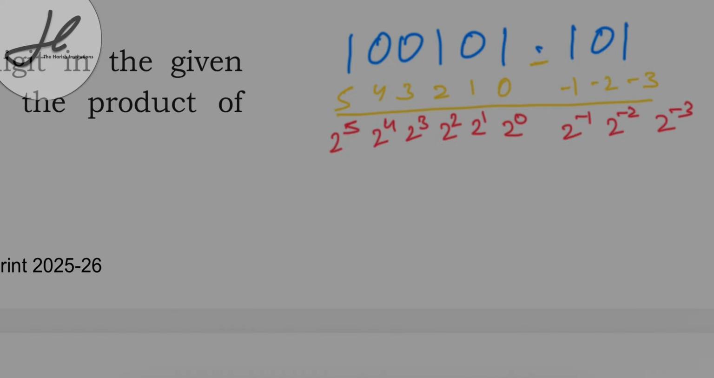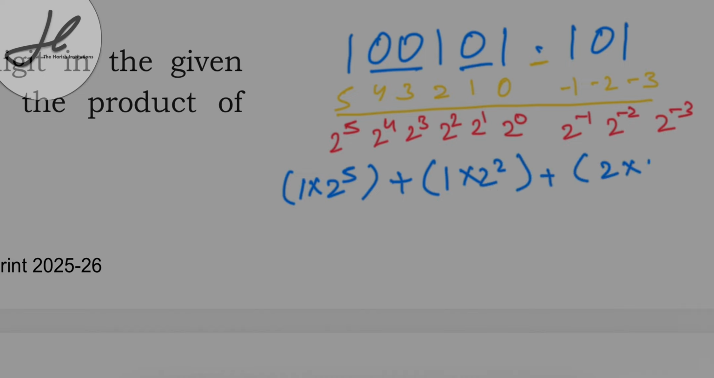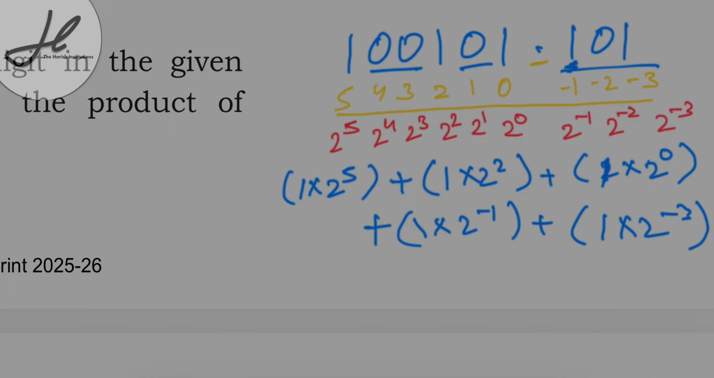So we can convert it like this: 1 multiplied by 2 to the power 5, then double 0. So we can skip 1 into 2 to the power 2, then 0. We can skip 2 to the power 1, 1 to the power 2 to the power 0. Then after comes the decimal part. Okay, so 1 into 2 to the power -1. Then 0 we can skip, then 1 into 2 to the power -3.